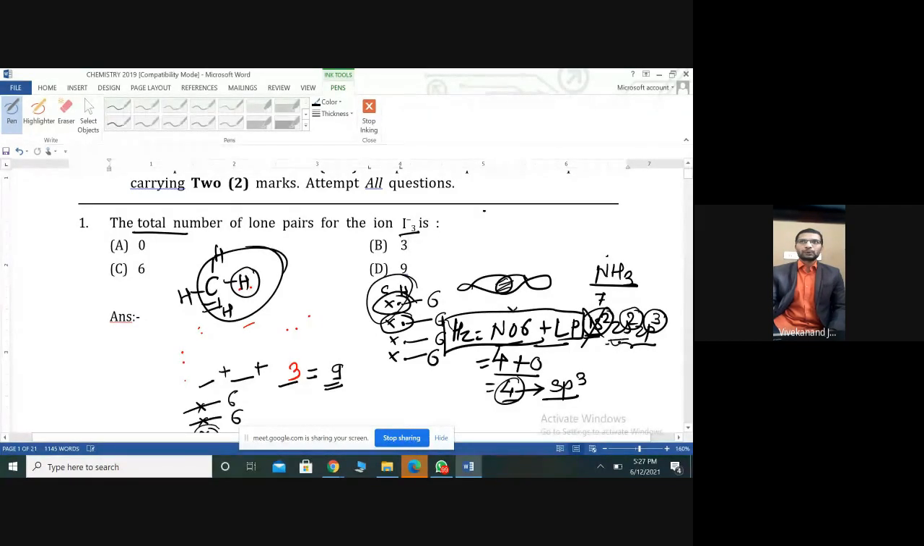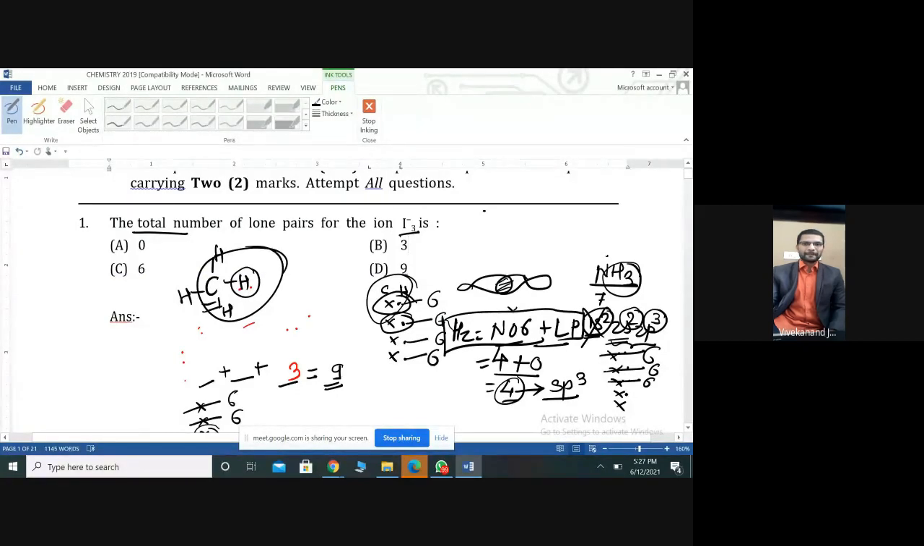From the 2s2, we have 2 electrons. From 2p, we have 3 electrons. That means 5 electrons are present in the outermost shell. Of those 5 electrons, 3 electrons are used with hydrogen. So here is sigma bond formation, here also sigma bond formation, and here also sigma bond formation.